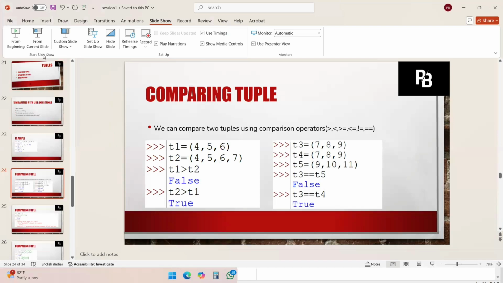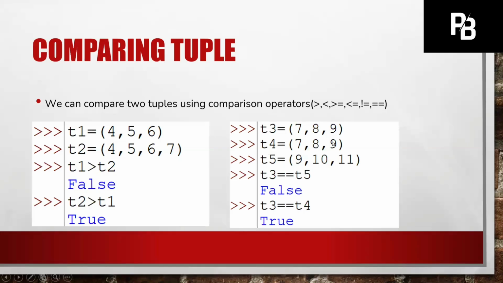T3 is equal to 7, 8, 9. And T4 is equal to again 7, 8, 9. T5 is equal to 9, 10, and 11. And T3 is equal to T5. Again, the same thing I want to explain: if three elements are there and three are there, that doesn't mean the tuples are equal. No, it compares element by element, students. If I write T3 equal to T4, then it is true because the elements are also the same.